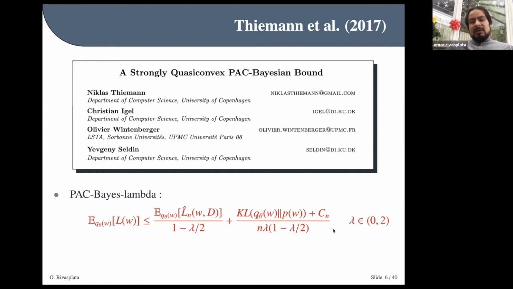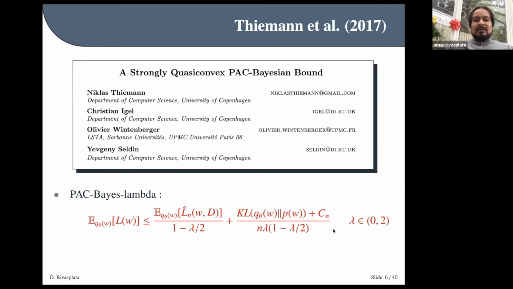But what I want to highlight, without going into the details of the terms that make up this PAC-Bayes bound, is the similarity of the upper bound with the variational-based training objective, the evidence lower bound. There is a data-dependent empirical term, and then there is a KL divergence between an approximating distribution and a prior distribution.